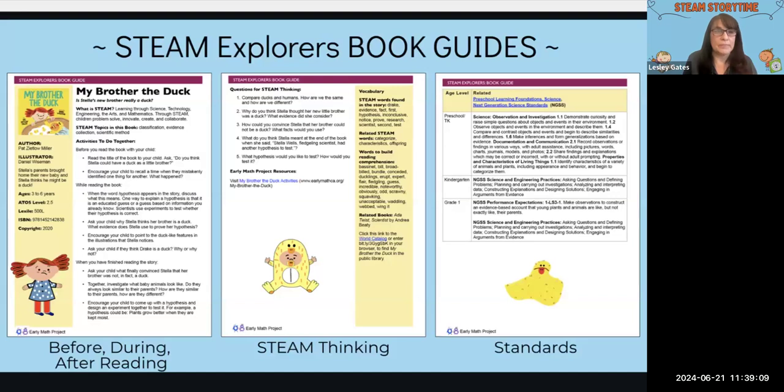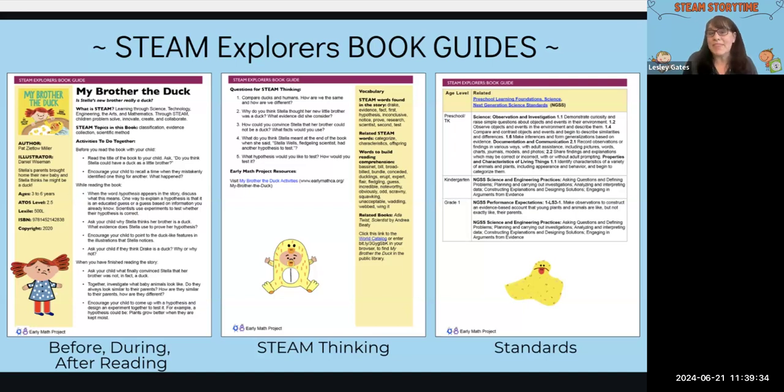So, a STEAM Explorer guide, and these are what's linked to each of those book images on the slide prior. It has before, during, and after reading. So when you're reading the story with some students or with your own children, it tells you how to interact with the book and your child, what questions to ask. What are some things you can do with the book? And I'm always appreciative of some strategies, even though I feel like I know how to interact with stories and children. I love seeing strategies.